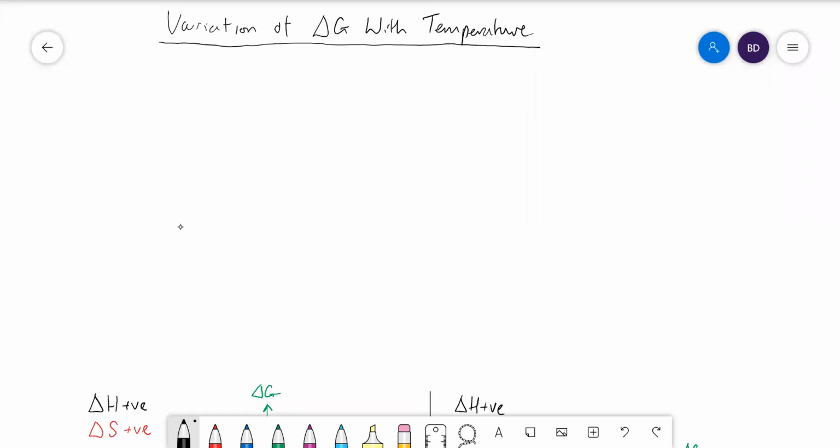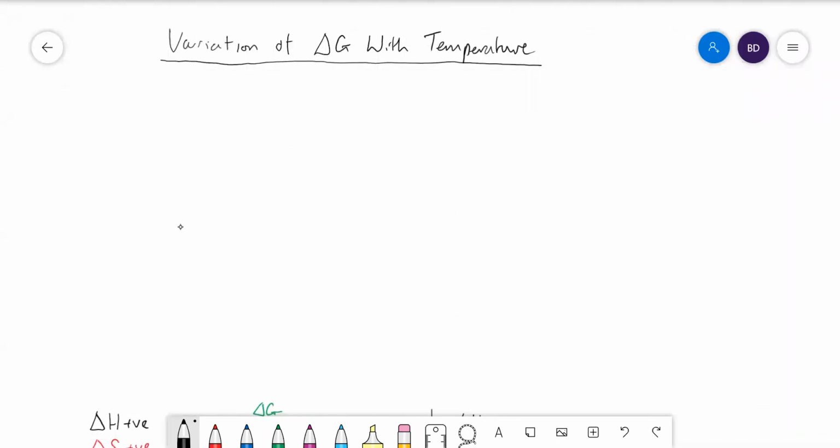Okay, in this video, we're going to look at how the value of delta G will change with temperature. We looked at that a little in the last one when we looked at the thermal decomposition of calcium carbonate. We saw delta G was positive at low temperatures, and as the temperature increased, it became less positive, eventually became zero, and at that point, the reaction was possible. Okay, so if you look at our equation, delta G is equal to delta H minus T delta S.